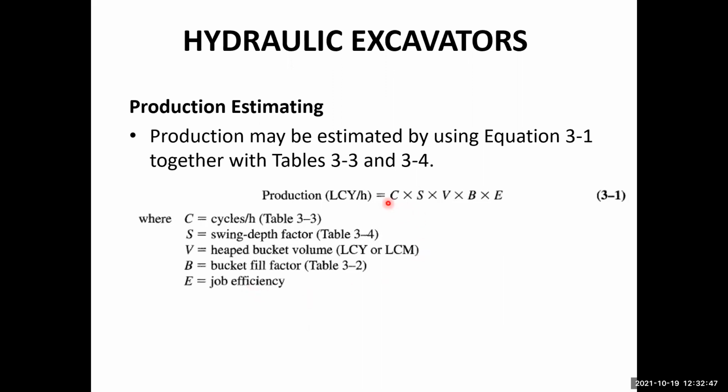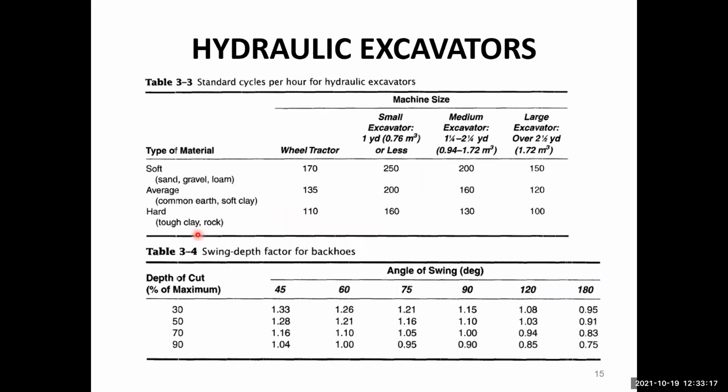If you multiply all those factors, you will get a production in terms of loose cubic yards or loose cubic meters per hour, depending on how the bucket volume is measured. Since we have cycles per hour, this type of formula will give us the answer directly in terms of cubic meters per hour. So then let's see what those C and S factor values are.